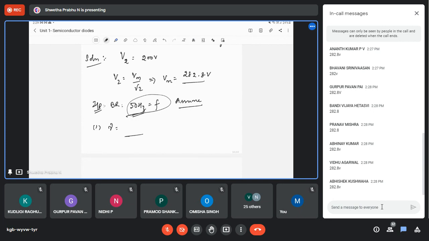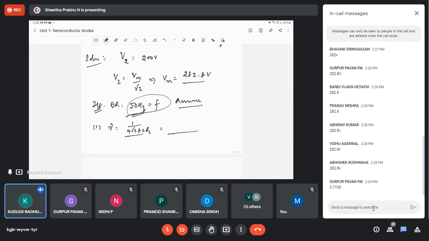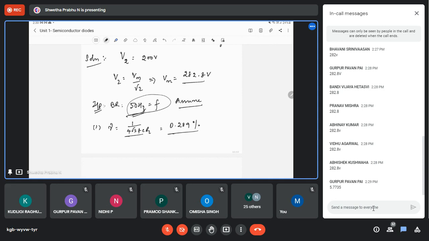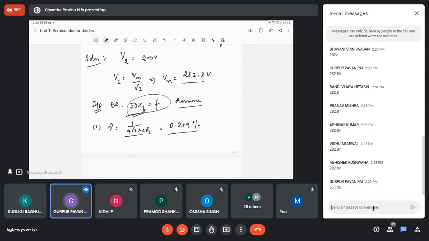How much will you get? One by 4 root 3 FCRL. Use this equation and tell me the answer. 0.29%. Correct. Pavan, you got 5.77. What is that? I found the load regulation.